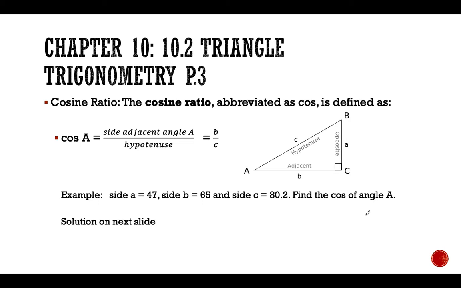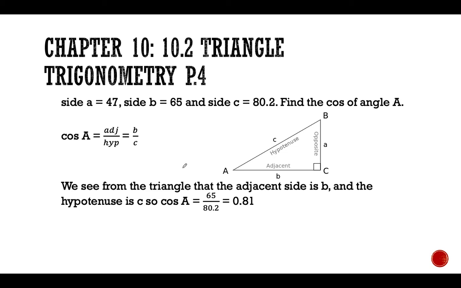The next ratio is the cosine ratio, abbreviated as COS, and it is defined as the cosine of angle A equals side adjacent angle A divided by the hypotenuse, which in the given triangle equals B over C. Side A equals 47, side B equals 65, and side C equals 80.2. Find the cosine of angle A. Try this for yourself, and then we'll go over the answer.